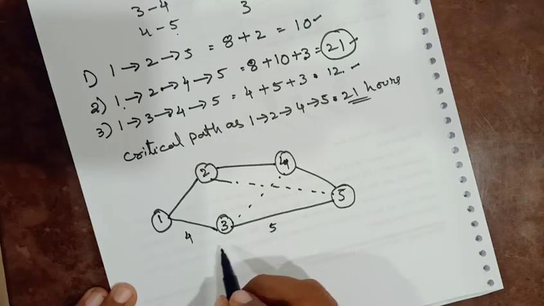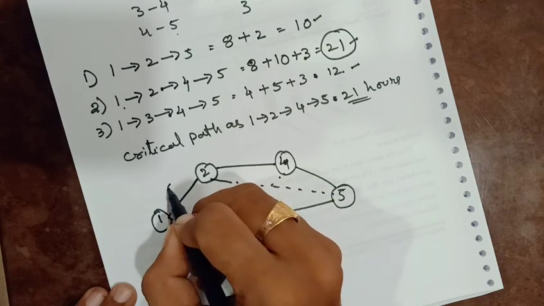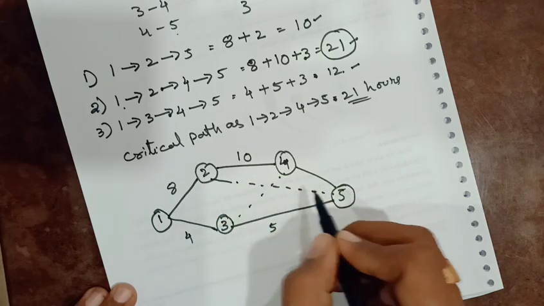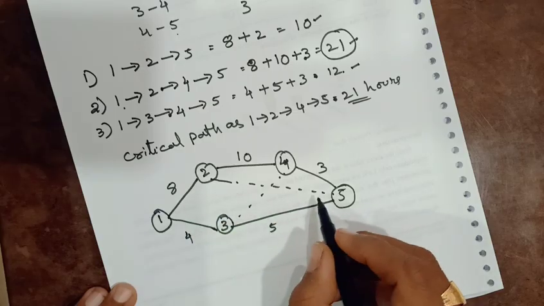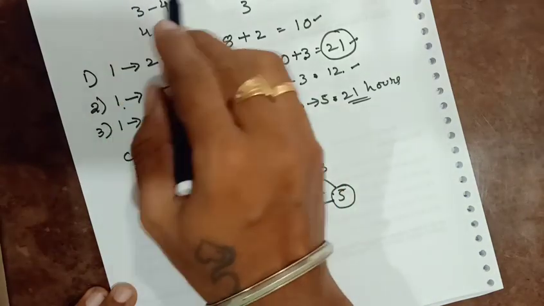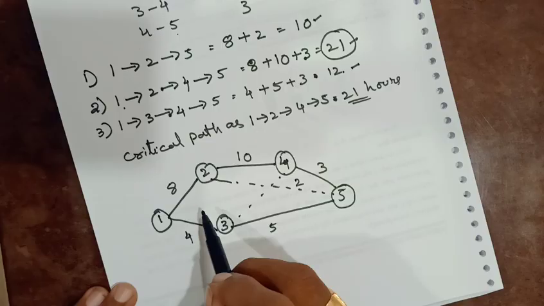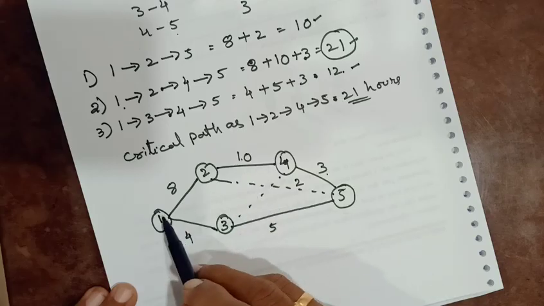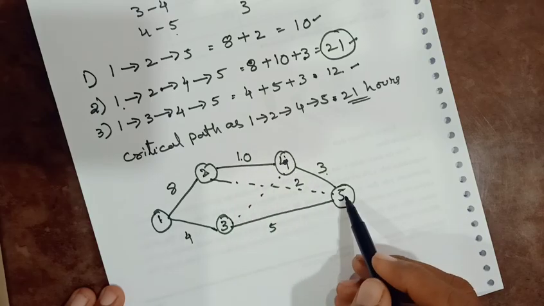And 1 to 2 is 8 hours, and 2 to 4 is 10 hours, and 4 to 5 is 3 hours. And 2 to 5 is 2 hours. So the maximum critical path, what is that? 8 plus 10 plus 3. So the critical path in this particular network is 1, 2, 4, 5.